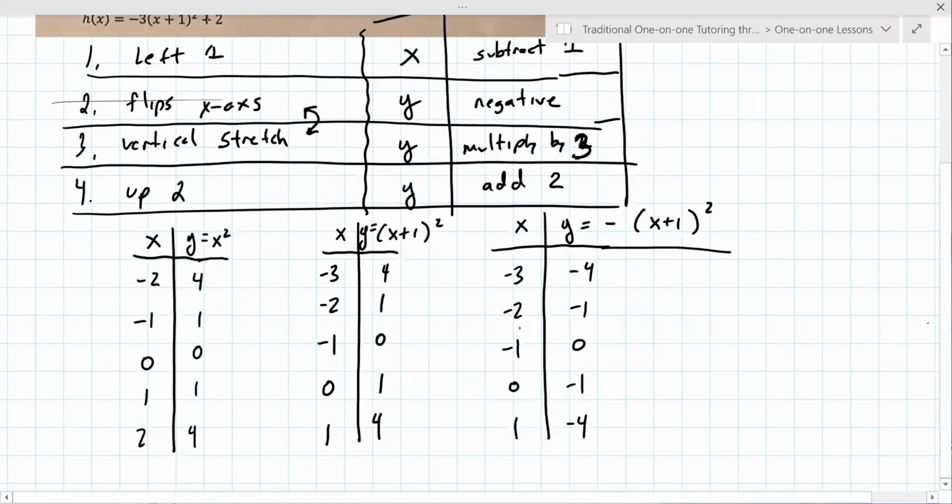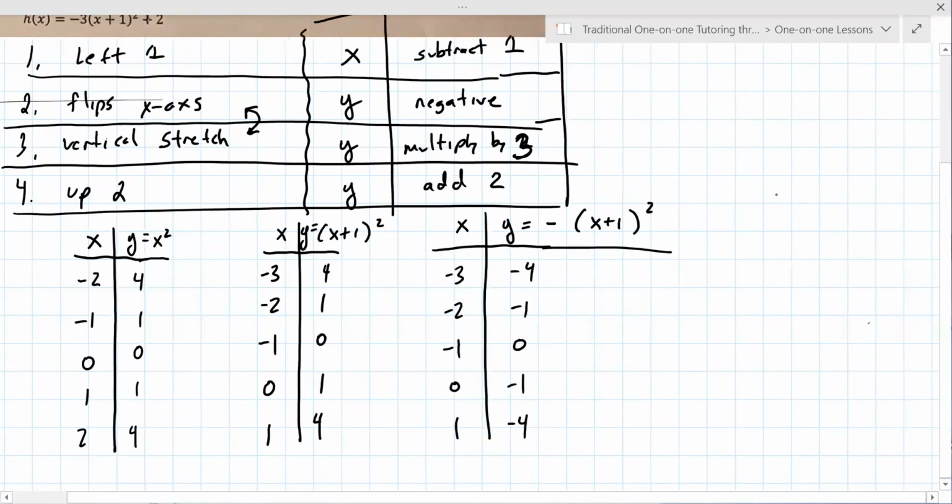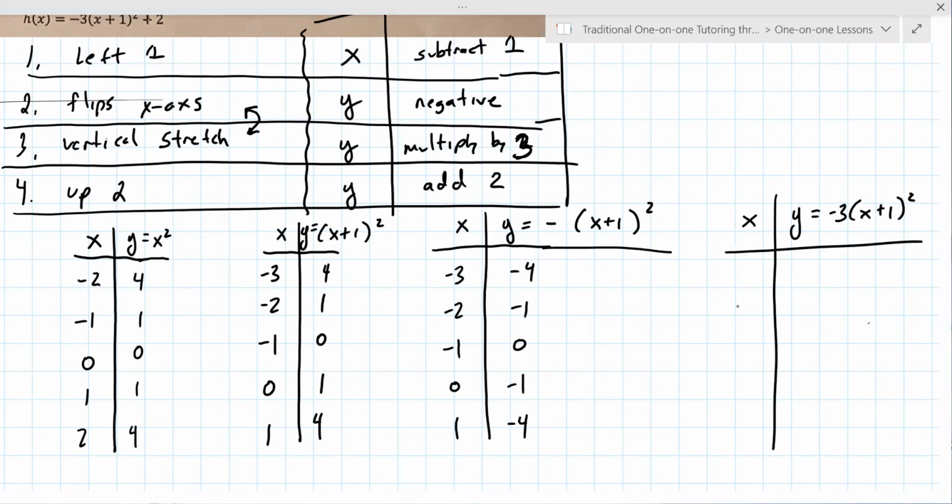Yes. All right, now the next one is multiply by 3. So it's y equals -3(x plus 1) squared. And hopefully you can see I'm slowly building to the actual graph up here. The x values stay the same, because we said the only change was for the first one. Now we have to multiply each of these y values by 3.